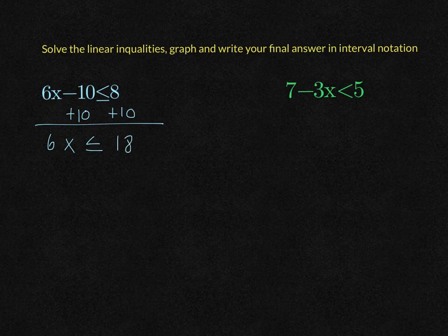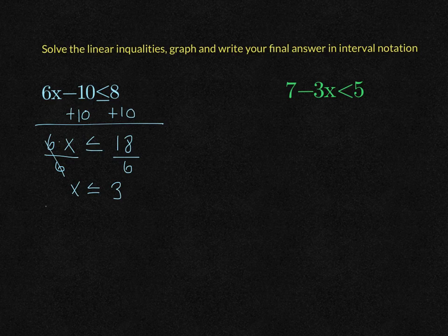Now, because x is being multiplied by 6, I am going to divide both sides by 6. You do not flip the sign when you multiply or divide by a positive number, only when you multiply or divide by a negative number. So then you end up with x is less than or equal to 3. So that is the inequality solved.